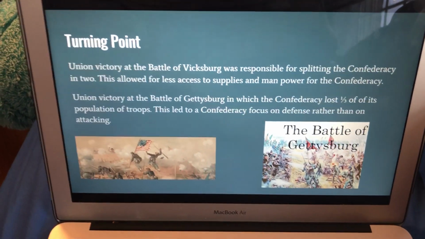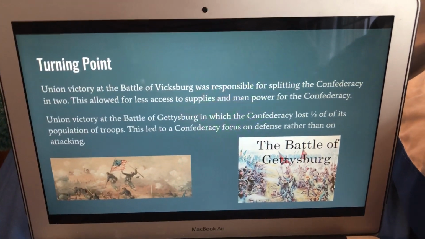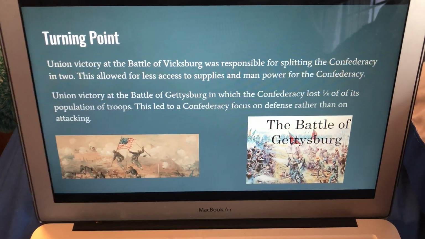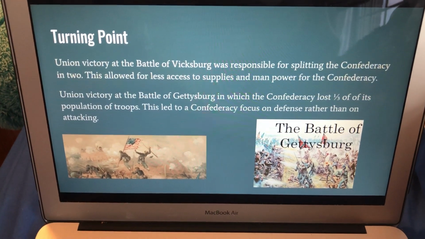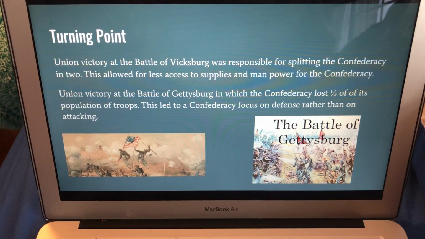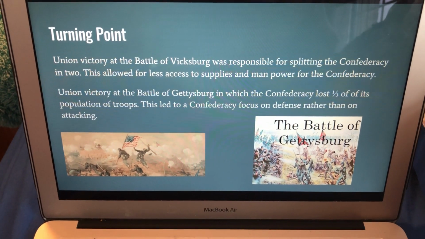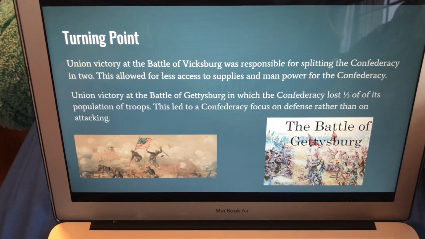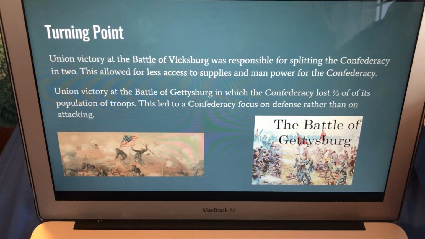So then there was a turning point in the war, and the Union victory at the Battle of Vicksburg was responsible for splitting the Confederacy in two, so it allowed for even less access than they had before to supplies and manpower. And they also had another victory at the Battle of Gettysburg, in which the Confederacy lost a third of its population of troops, which is a hefty amount when they were already down manpower. And this led to the Confederacy focusing on defense rather than attacking, so they had to go back to their original strategy of just defending, and they could not even think about attacking.